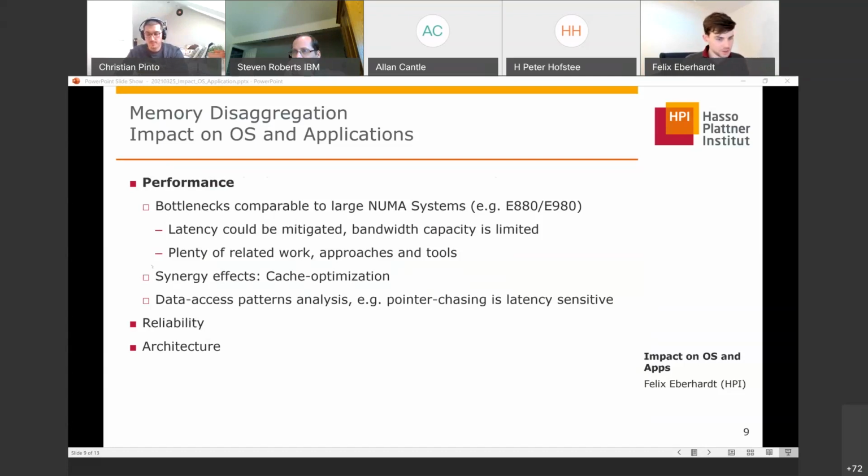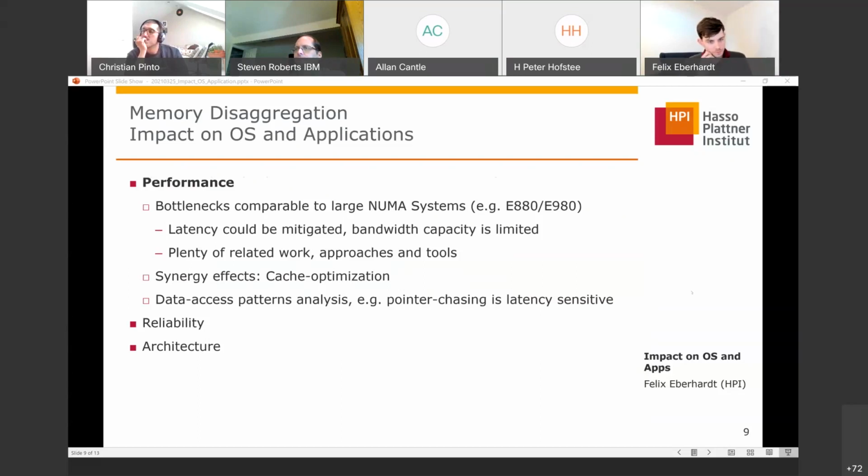However, you will also have synergy effects. Speaking of cache optimization, which you want to do anyway, right? For a processor, even the local memory is far away, so you want to have everything in the cache as well as possible. And so these cache optimizations will also help for the remote or even for the borrowed memory.